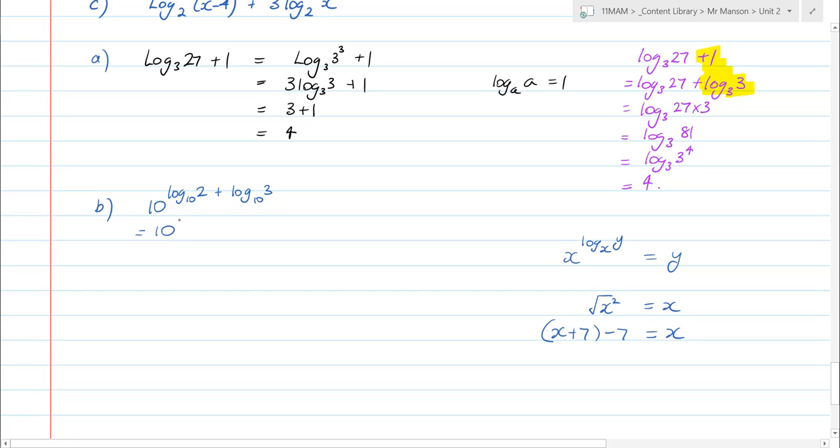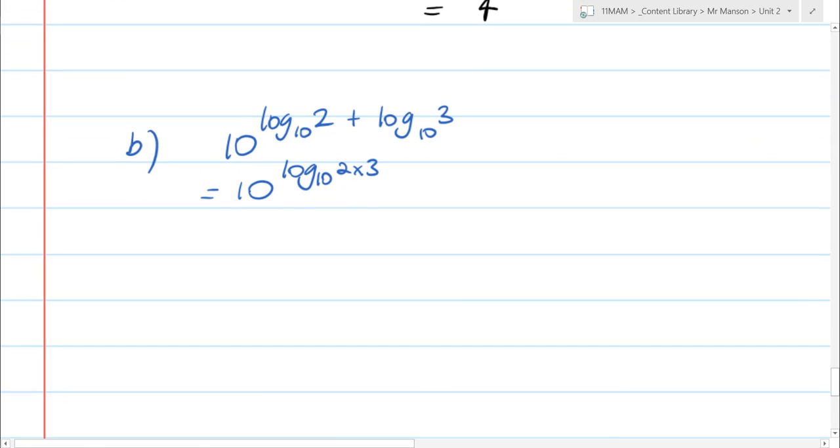Even though I've got 10 to the power of log base 10, I've got 2 terms in my power. So the first thing I have to do is combine those 2 terms: log base 10 of 2 times 3. Because when I add 2 logs with the same base, I can just multiply the inside bits. 10 to the power of log base 10 of 6.